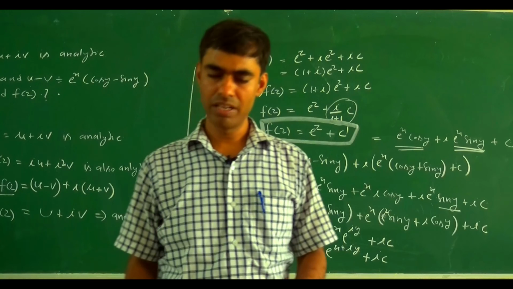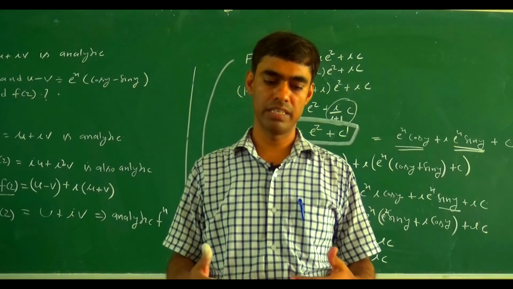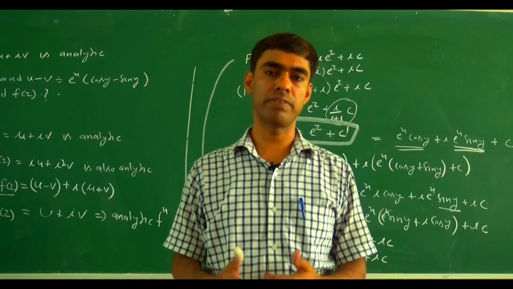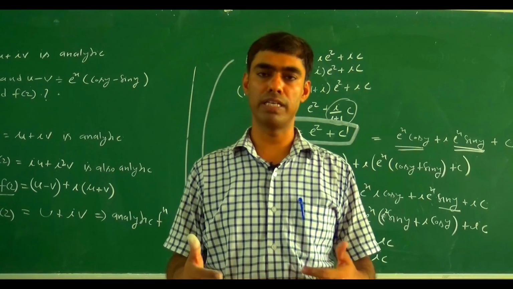So this is one more example, meaning if u minus v is given, the difference of the real and imaginary parts is given, then how do we find the function?